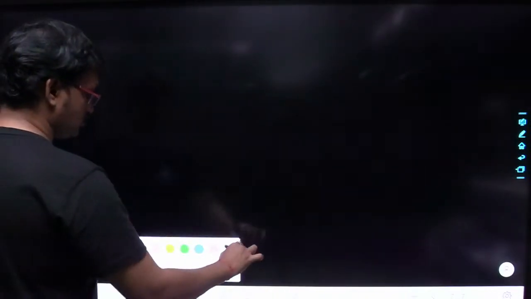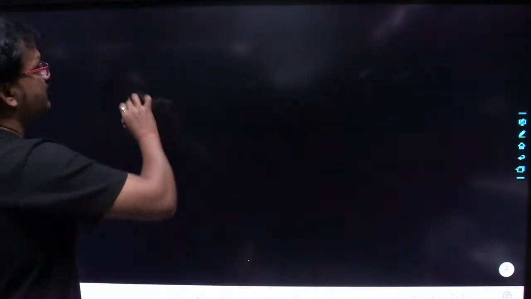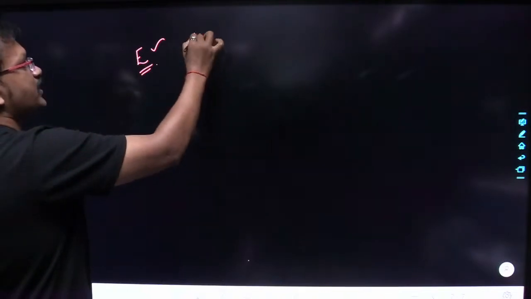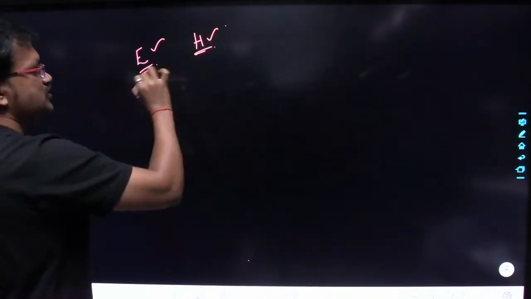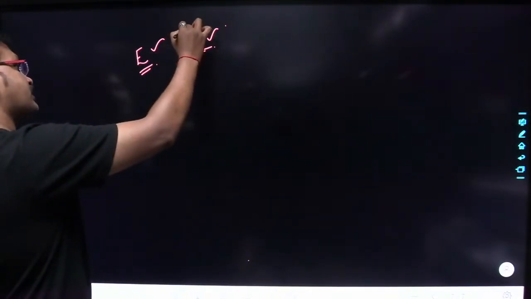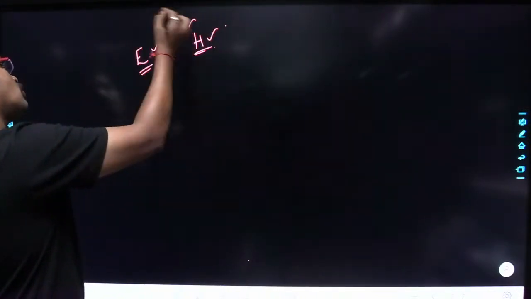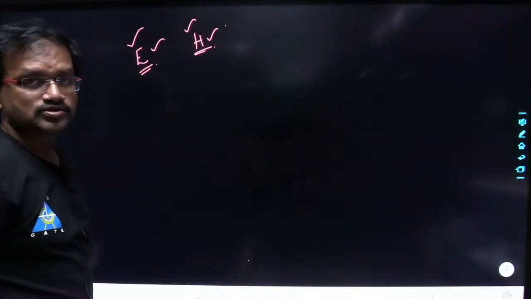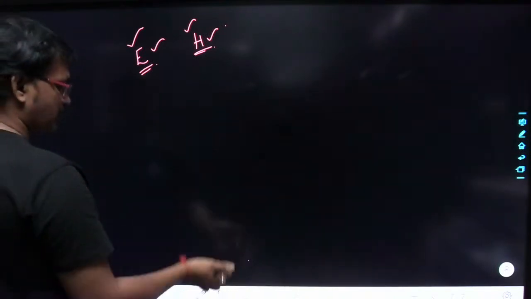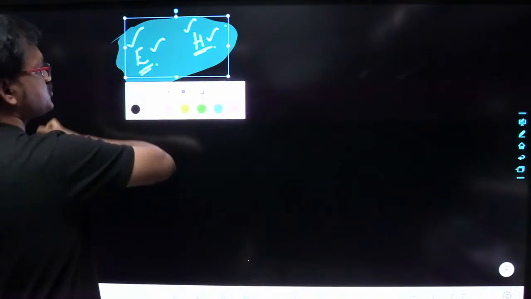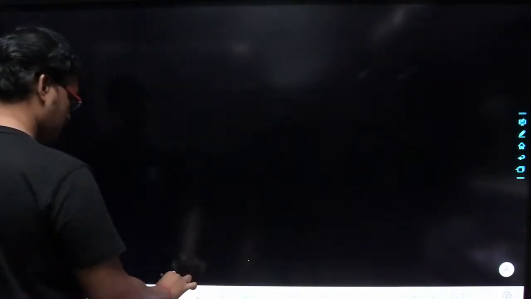So tomorrow we will see, if they have given the expression for electric field, then how to write the expression for magnetic field. Or else if they have given the expression for magnetic field, then how to write the expression for electric field. So these things we are going to see in tomorrow's session. Apart from this, we will try to solve some more problems in this uniform plane waves topic.